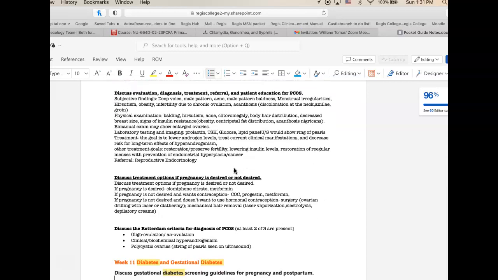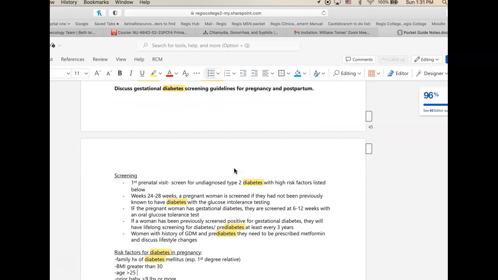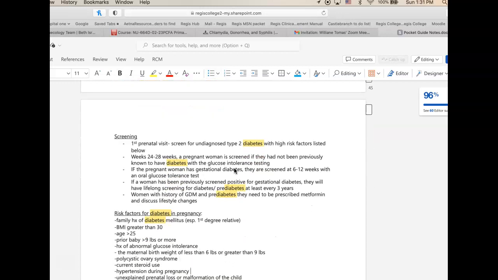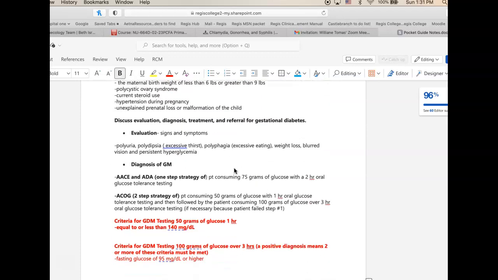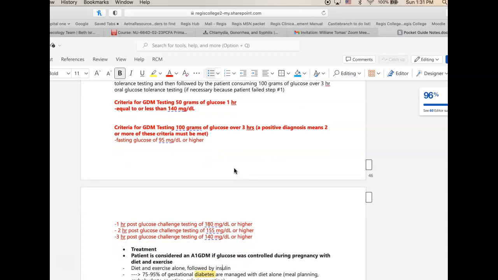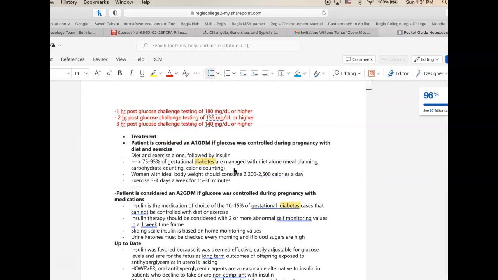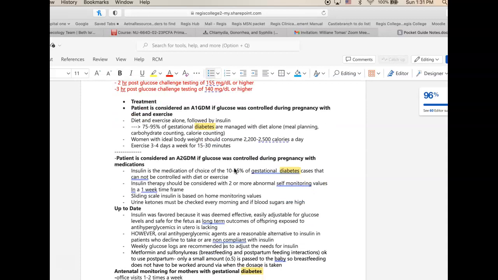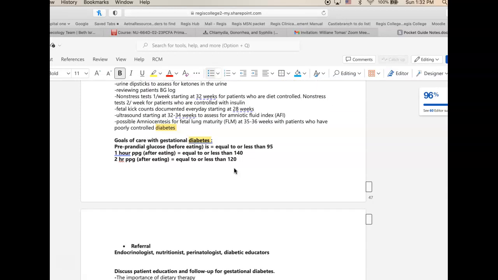This was just another review that I put in my pocket guide. Diabetes and gestational diabetes. I included screening guidelines for specifically pregnant women and evaluations, diagnosis, treatment, and what to look for in terms of criteria for the 1-hour glucose testing versus the 3-hour glucose testing if necessary after the failure of the first one. How to counsel and educate these patients. Those who need an insulin, A2 GDM versus A1 GDM, those who don't. I included some up-to-date information and antenatal monitoring that we need to be aware of.